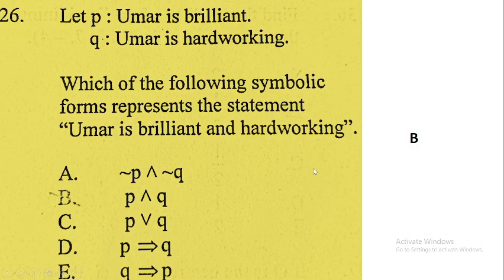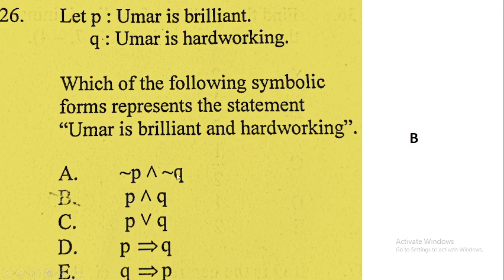So question number 26 right now is also on a proposition. And the question now says that let P be a proposition which says that Uma is brilliant. And we have proposition Q which says Uma is hardworking. Which of the following symbolic forms represents the statement Uma is brilliant and Uma is hardworking? And this is the symbol for and.